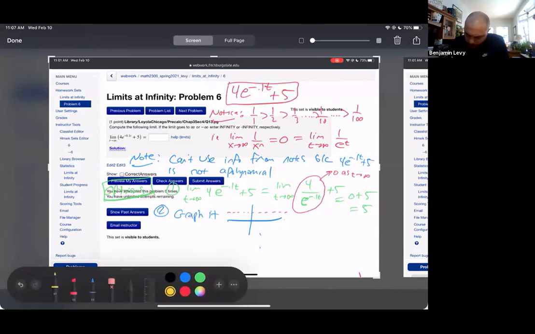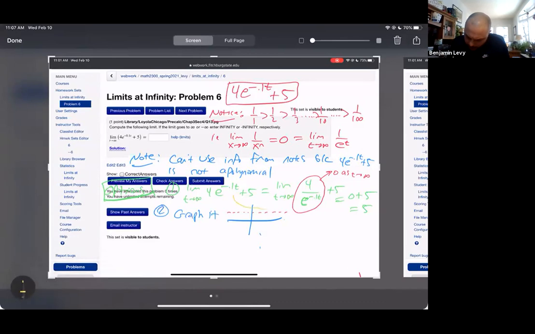What color should I use? Maybe yellow. Kind of does this. And that point right there is at y equals 5. Right, so way off onto the infinite limit, it's going to approach 5. So we talked about graphing it.